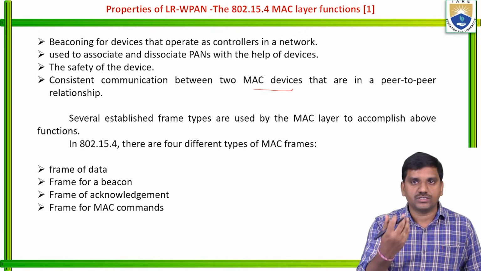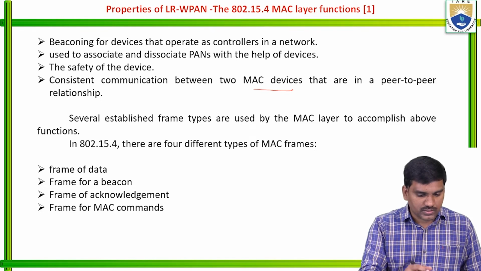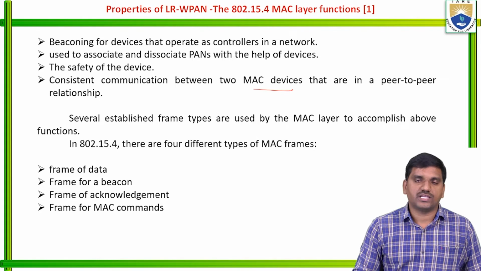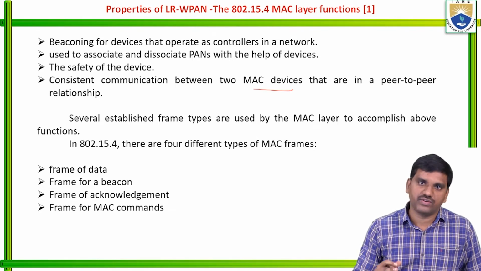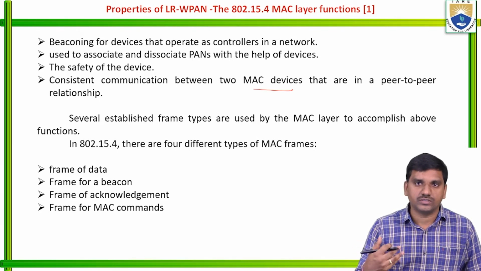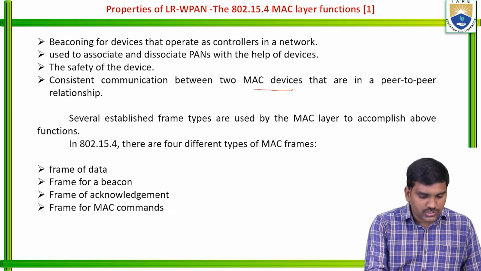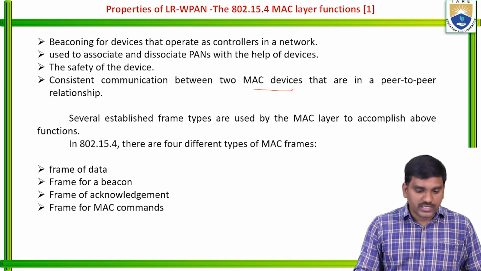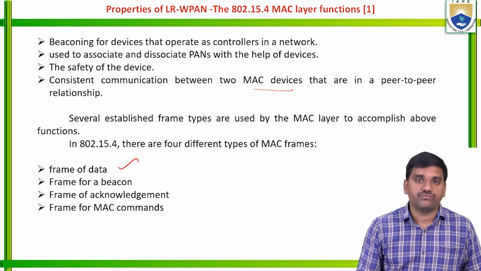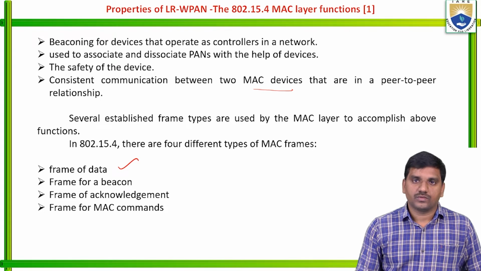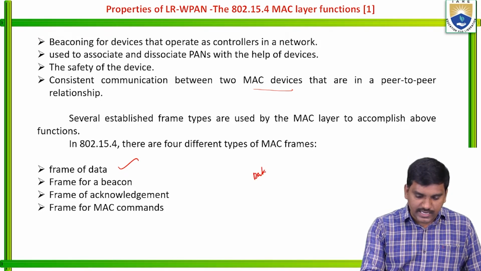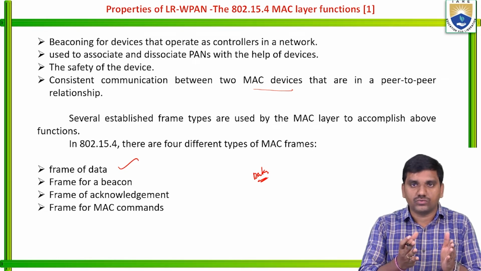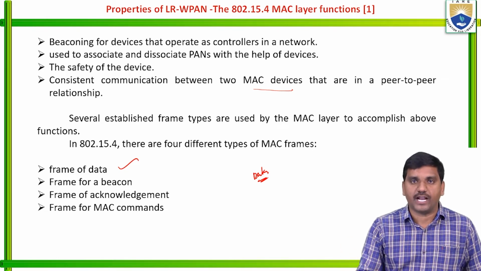So we accomplished the above features like associating and deassociating PANs with the help of devices, and the safety of the devices. We can provide sufficient secure functions. Next, in 802.15.4, there are 4 different types of MAC frames. So here the frames are, first one, the data frame. Either the data is in a random manner or any other manner, first we have to fit it into one certain data frame.